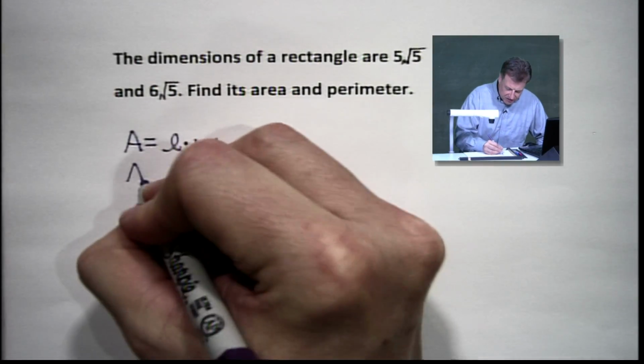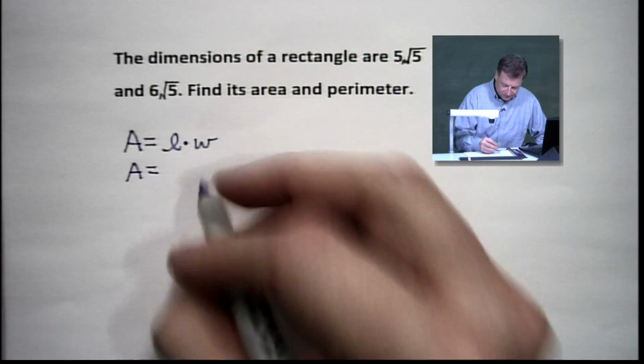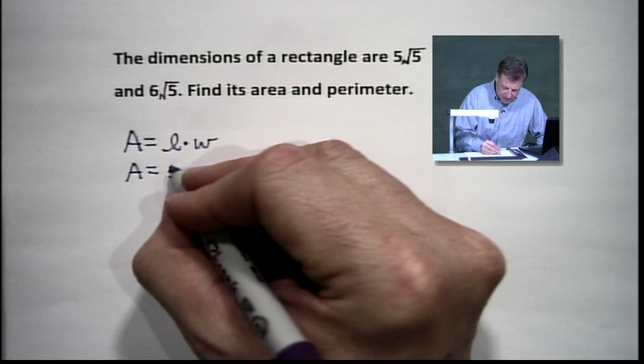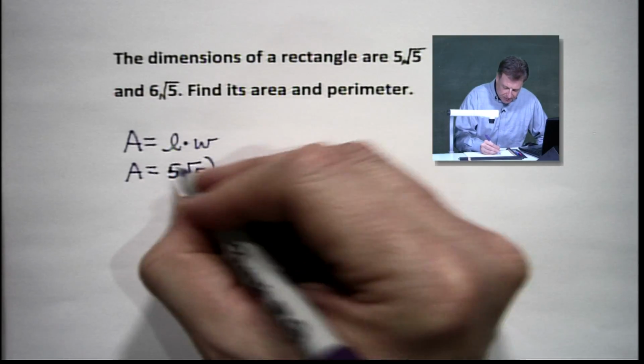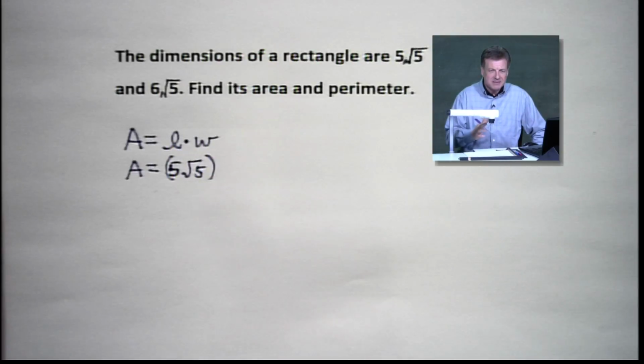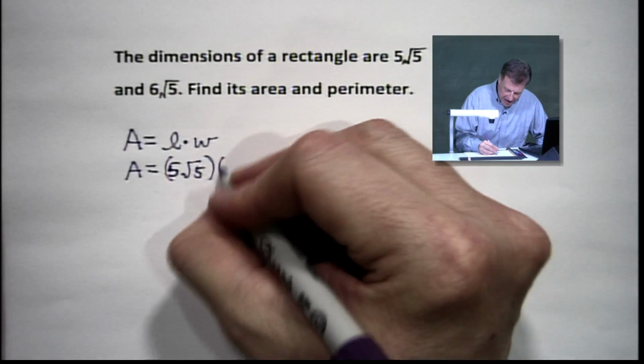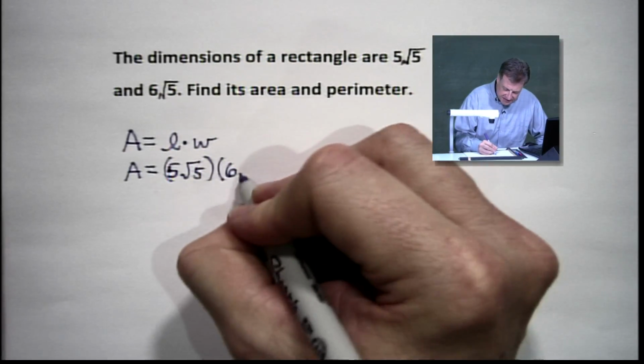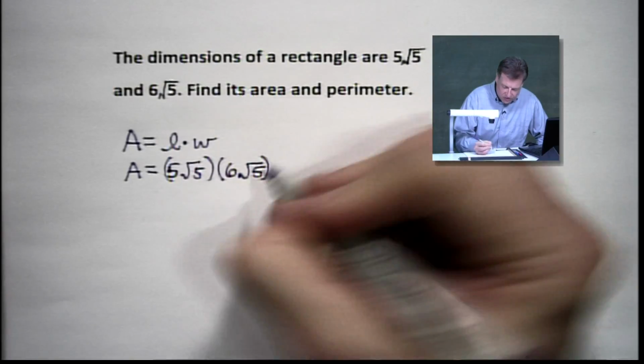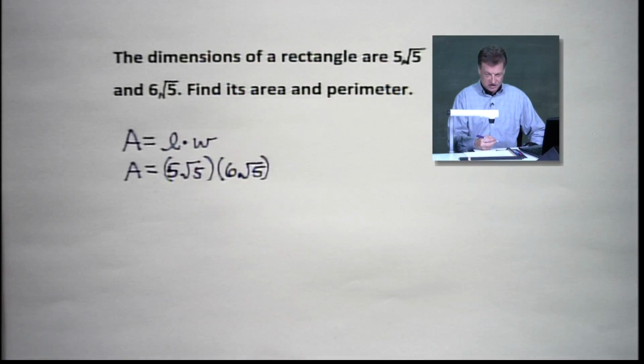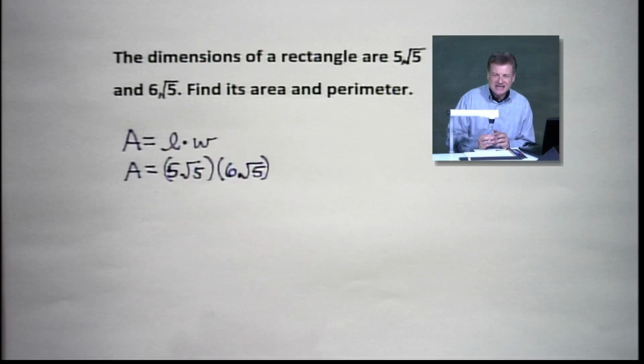And let's see, we are going to take 5 times the square root of 5. Now we'll put a parenthesis around that, so I know that's one of my dimensions in its entirety. And then we're going to come along here, we're going to say 6 times the square root of 5. And that's going to be my other dimension, all right? Now notice I didn't give you units on these.